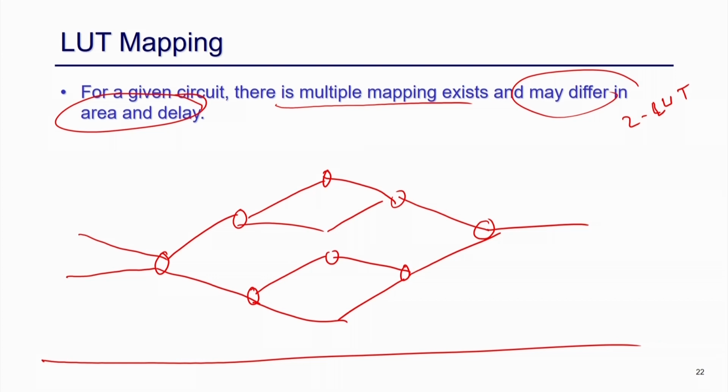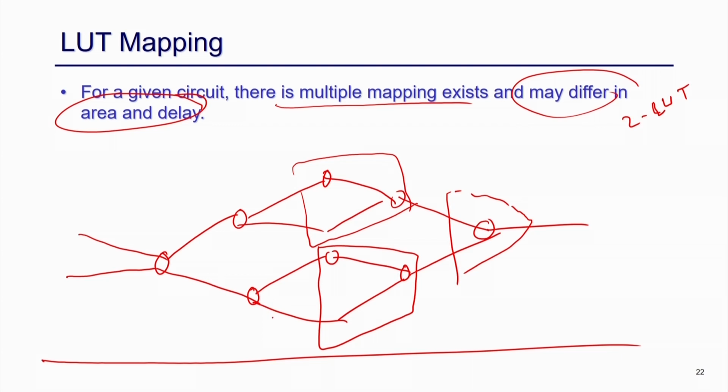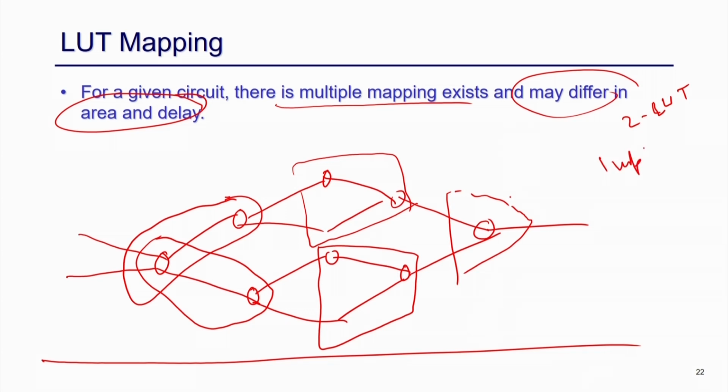So, one possibility is that you map this into one LUT, because it is 2 input. You map one part into this LUT, then you can map this whole structure into one LUT because now this is also two input, and similarly this is also one LUT. So, how many LUTs are there? 1, 2, 3, 4, 5. So, implementation 1 has 5 LUTs. And the delay is 3, there are 3 delays in any path, 1, 2, 3. So, the delay is 3 LUT delays.